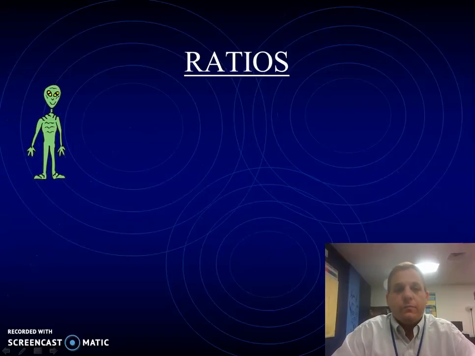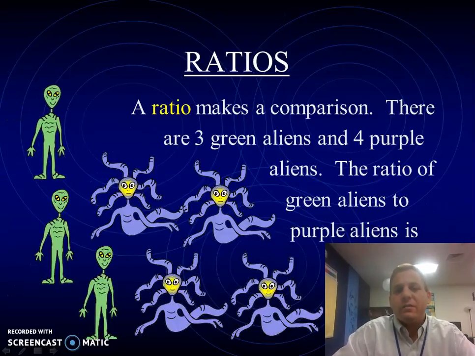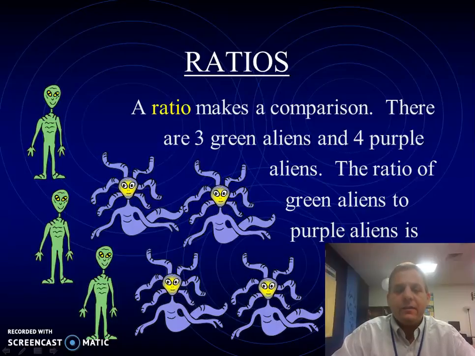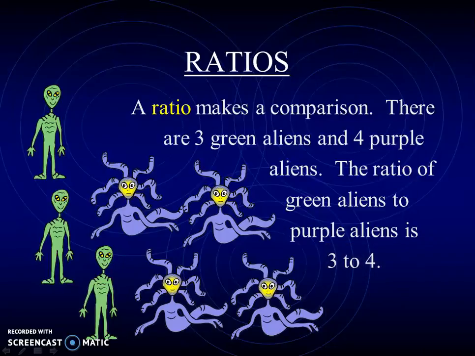What is a ratio? A ratio makes a comparison. In this case, there are 3 green aliens and 4 purple aliens. So the ratio that compares the two could be 3 to 4. I'm so sorry about that. There we go. I believe that should have hidden the video. So now you should be able to see the 3 to 4.